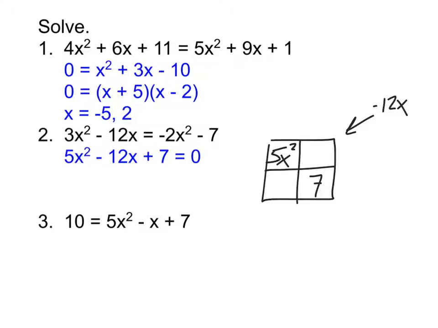Now, as you're doing that guess and check, to get the 5x squared, the nice thing is there's only one way to get the 5. Really, it's got to be 5x and x. Also, to get the 7, there's really only one way to get the 7. It's 1 and 7. So really the question is, will it be 1 and 7 like that, or will it be 7 and 1 like that? And that's where you do the guess and check to see which one's going to work out best.